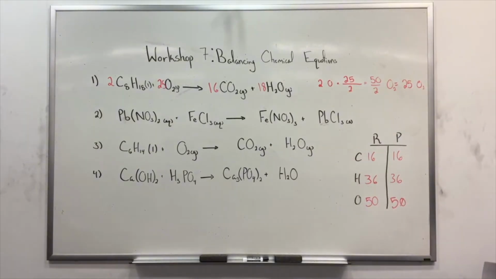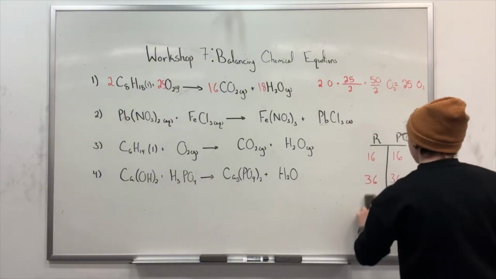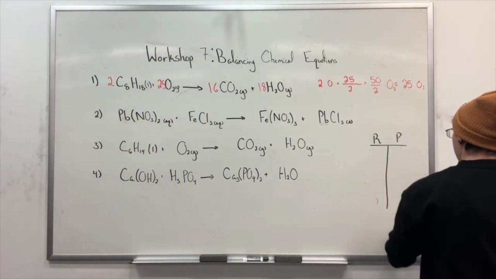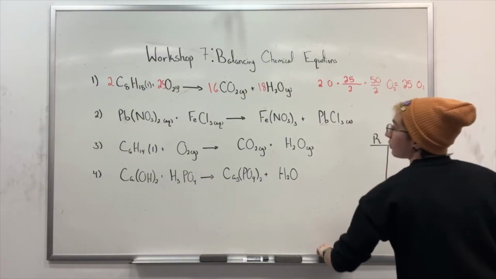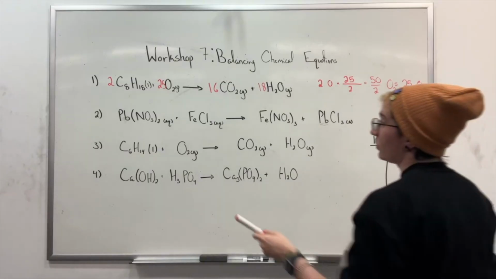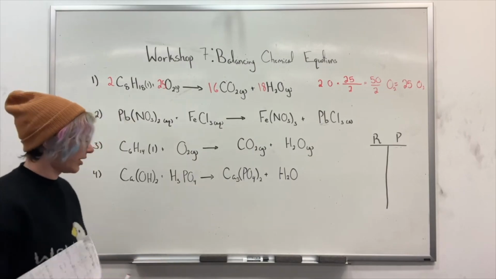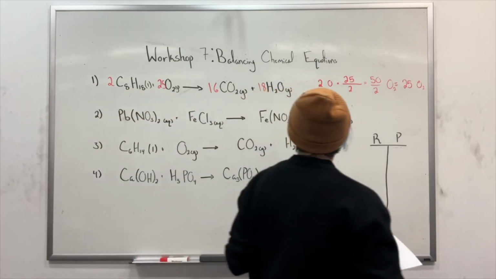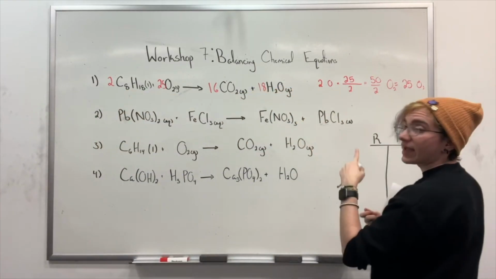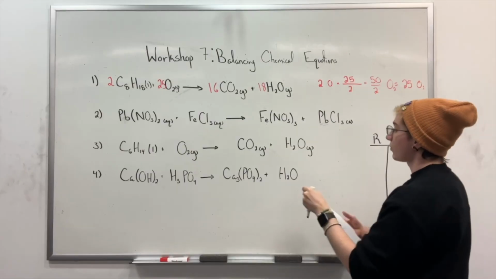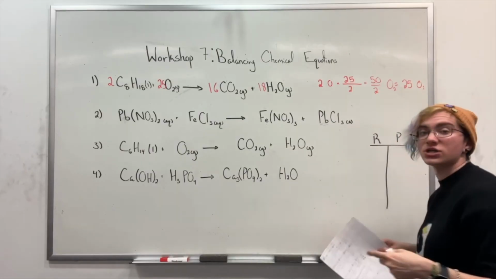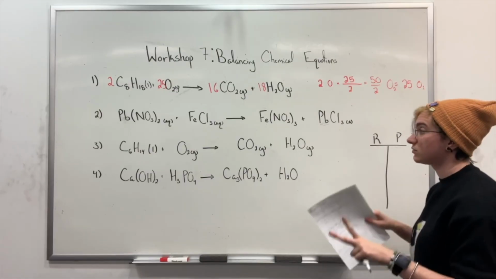So that is problem 1. Now on to problem 2. So we have lead nitrate again, reacting with iron chloride to become iron nitrate and lead chloride. So we have nitrate on the reactant side and nitrate on the product side. So remember, we're not going to break it down into nitrogen and oxygen. We're going to leave it as nitrate.